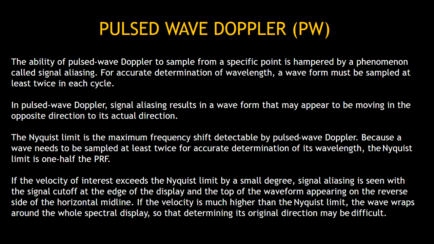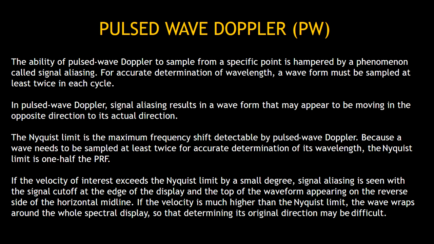The ability of pulse wave Doppler to sample from a specific point is hampered by a phenomenon called signal aliasing. For accurate determination of wavelength, a waveform must be sampled at least twice in each cycle. In pulse wave Doppler, signal aliasing results in a waveform that may appear to be moving in the opposite direction of its actual direction. The Nyquist limit is the maximum frequency shift detectable by pulse wave Doppler.